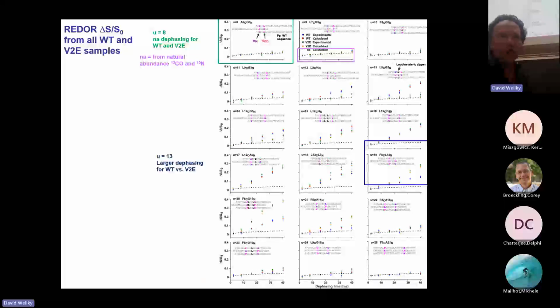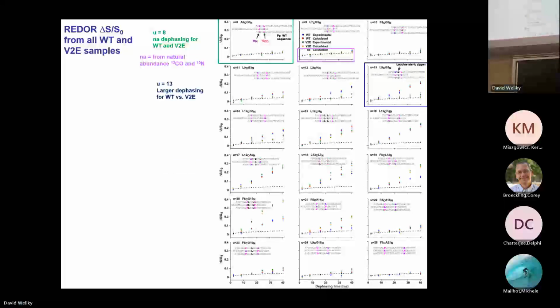For U equal 13, so these points here are the wild type. And you can see that there's much more dephasing for U equal 13 than expected from natural abundance dephasing. So we can really qualitatively see that we have some significant population of registries near T equal 13 for wild type, much less so for B2E, which is down here, where the long dephasing time is just starting to get above natural abundance.